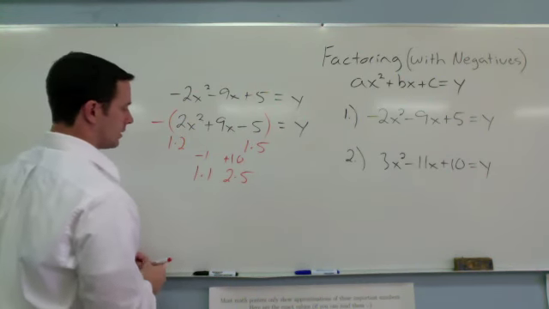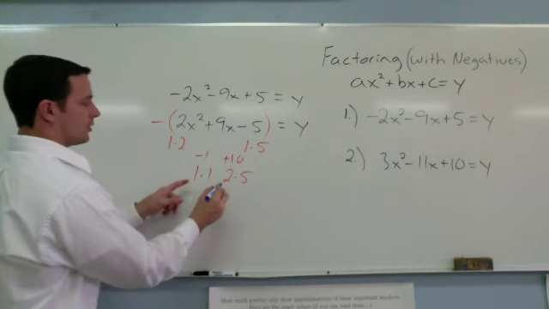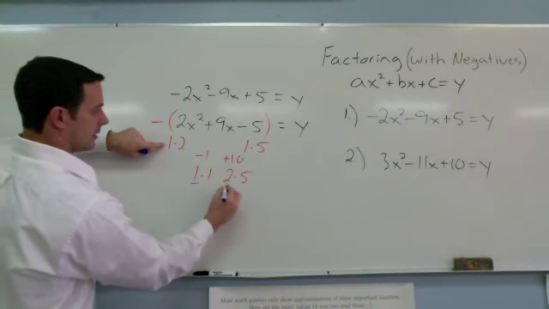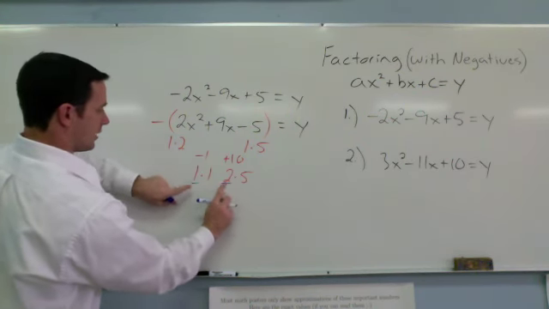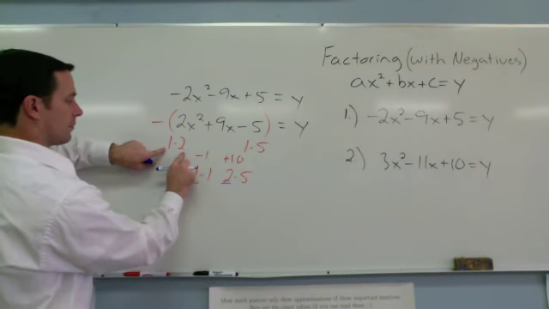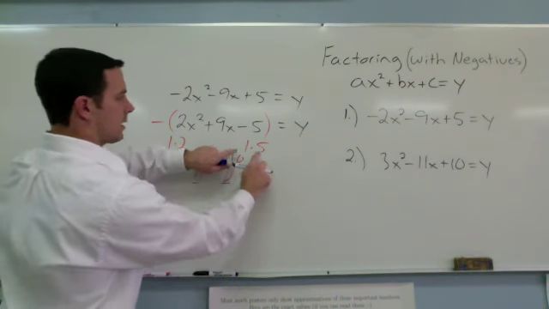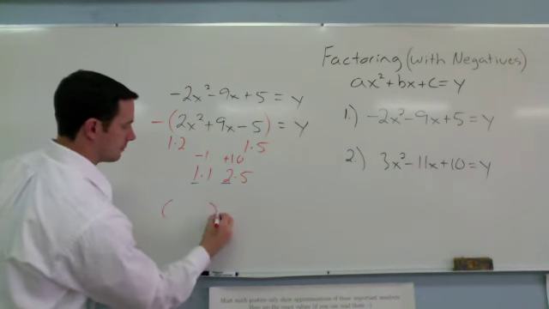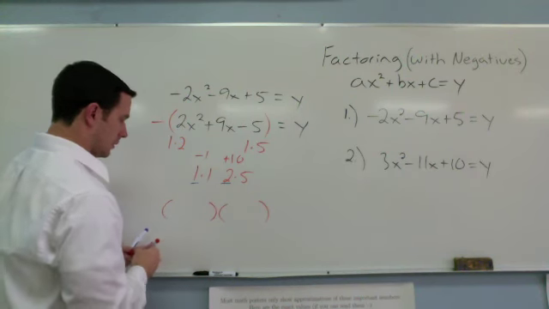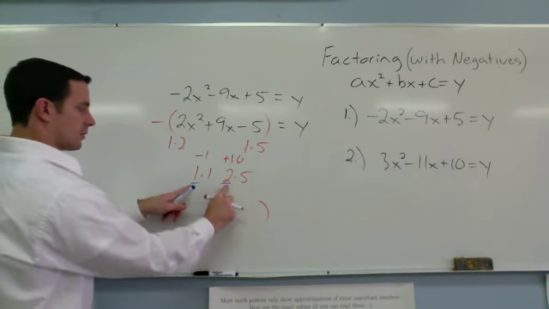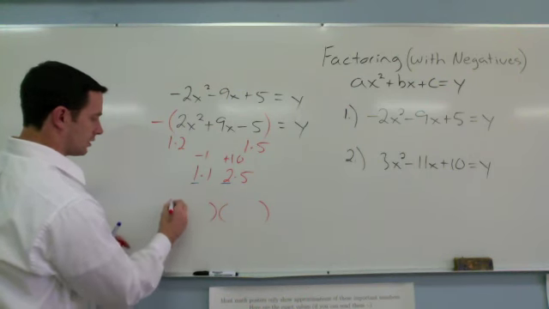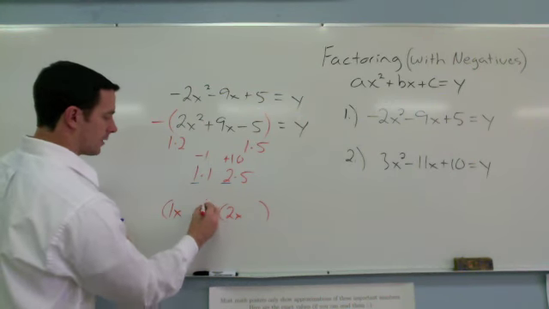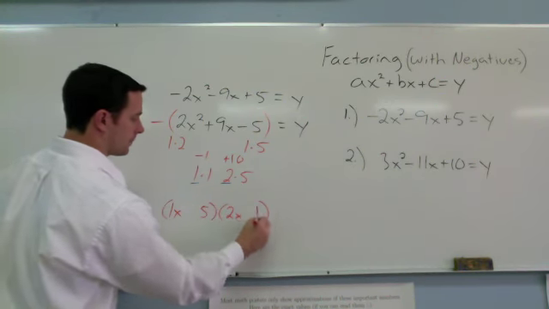Alright, from here, double check just to make sure your numbers are in the right place. This 1 is coming from my A, this 2 is coming from the A. So the numbers in the front are coming from A. The numbers in the back coming from C. Make your binomials. When I drop the numbers in, the 2 numbers in the front stay in the front. So this is 1x, this is 2x. The 5 will come over here. The 1 will come over here.